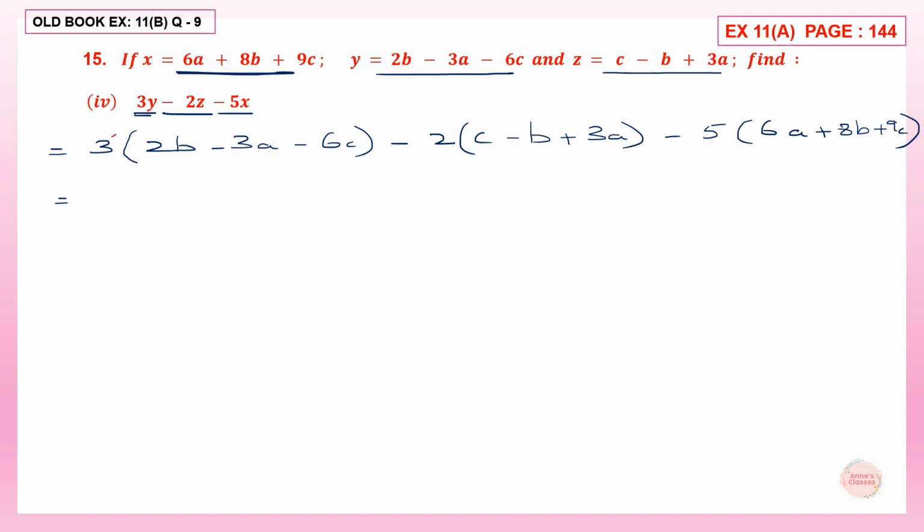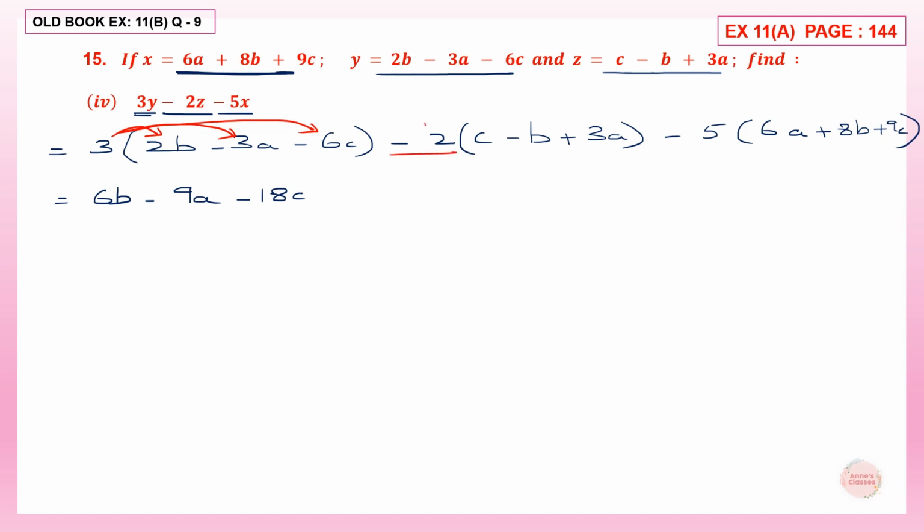So now this is 3 into 2b. First the numbers, 3 2s are 6, 6b. Now multiply 3 into minus 3a. So the sign will become minus. 3 3s are 9, 9a. Multiply 3 into minus 6c. Sign is minus. 3 6s are 18 and c. Let's go to the next one.